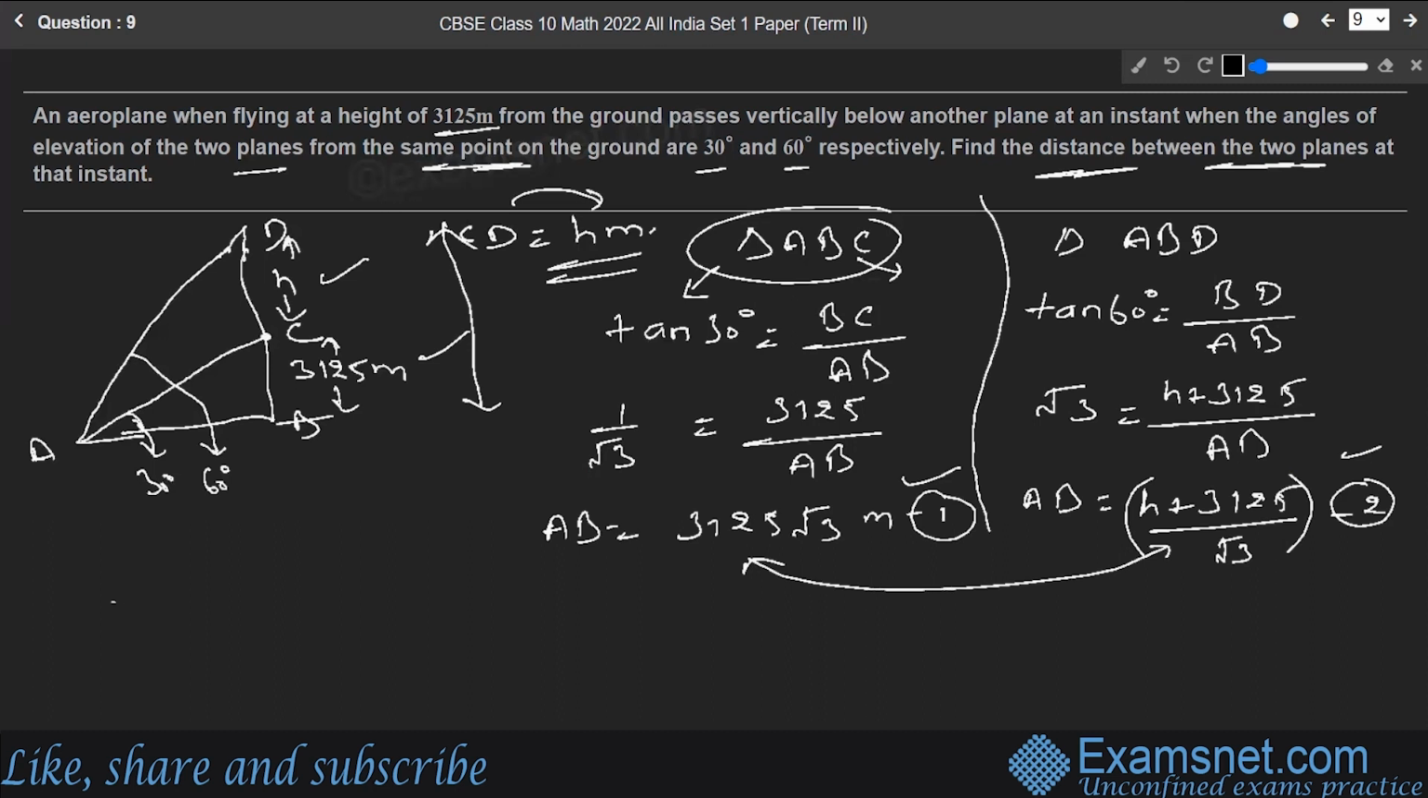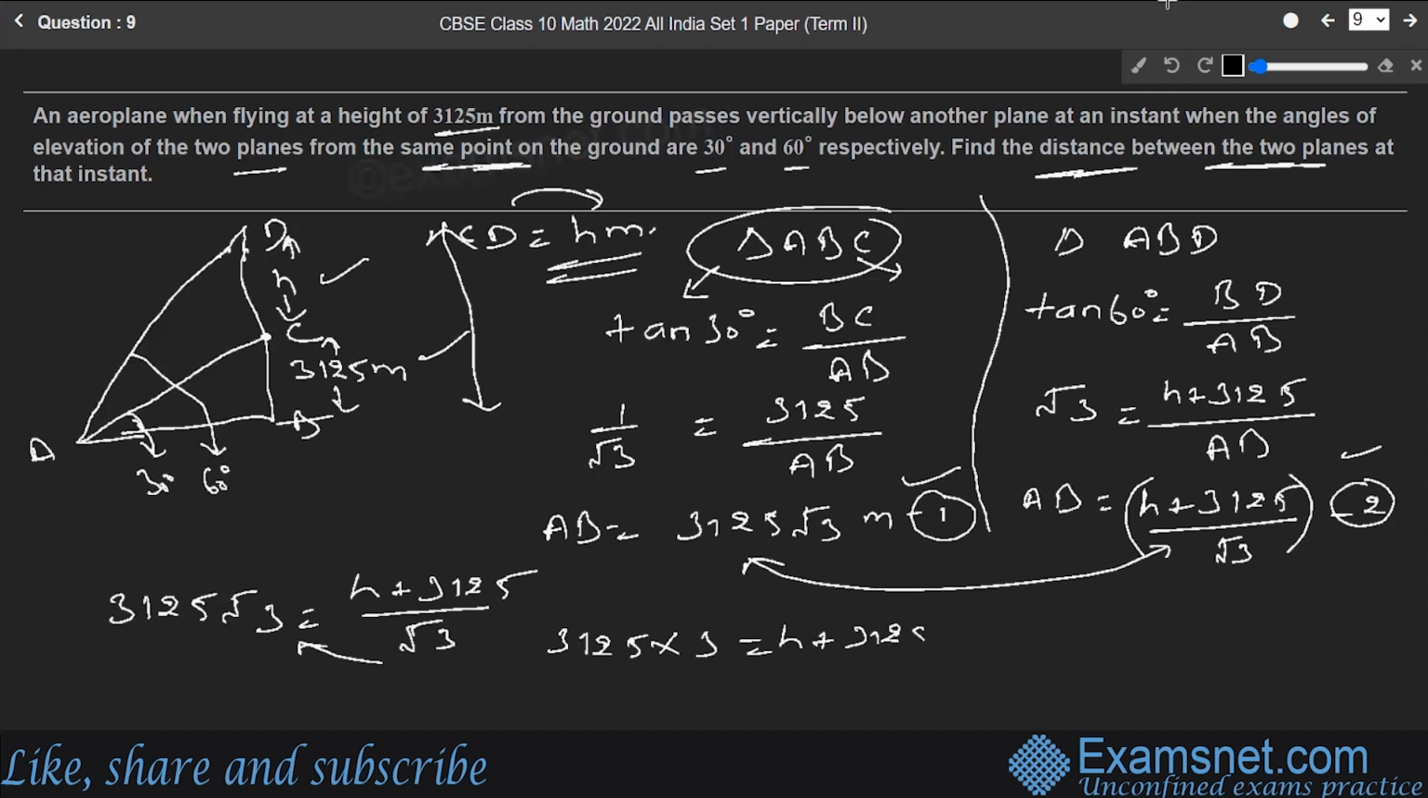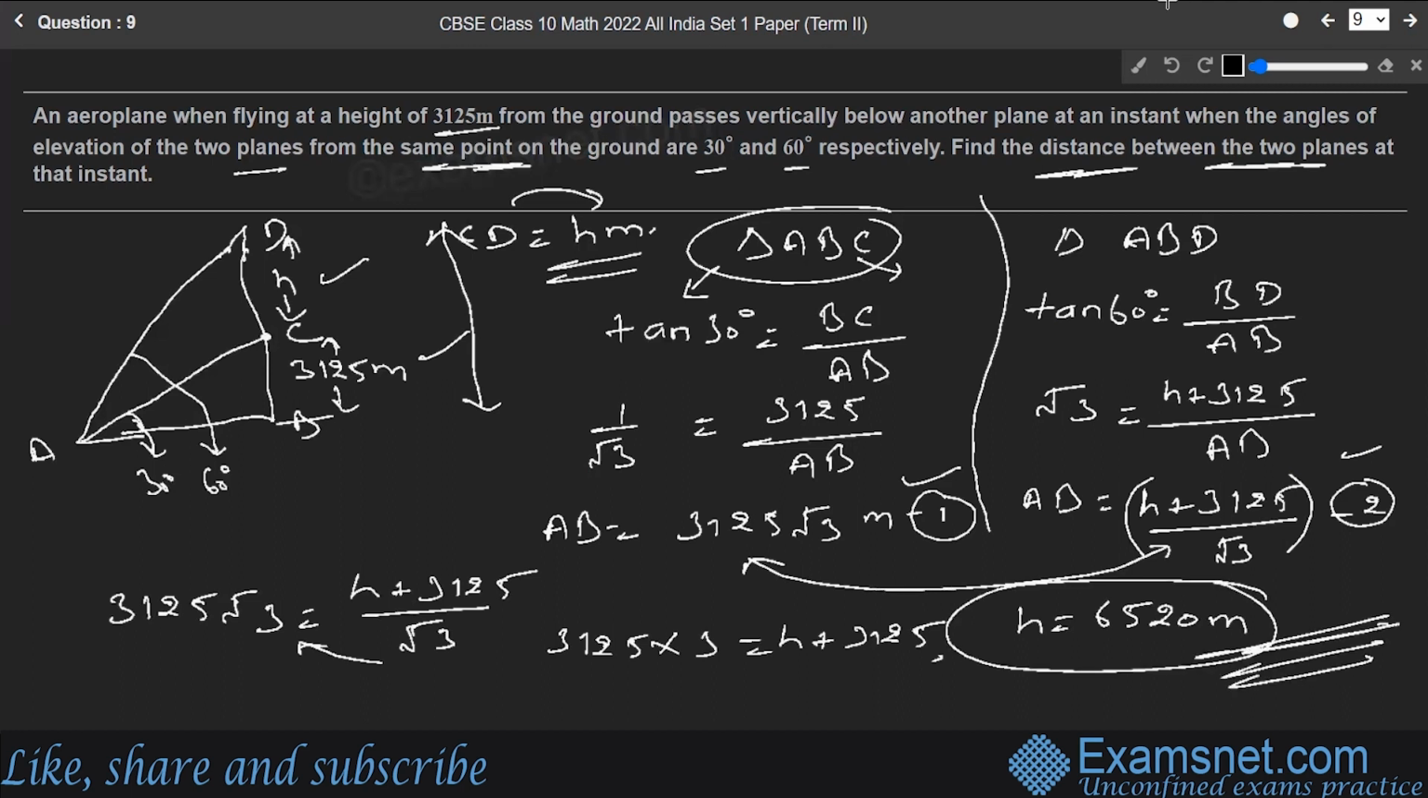If you do that, it is going to be 3125 root 3 is equal to H plus 3125 over root 3. If you solve this further, this root 3 comes in here. So this is 3125 multiplied by 3 is H plus 3125. If you solve for H, the H value is coming out to be 6520 meters, and that is the final answer. He asked for the distance between two planes, so the distance between two planes is 6520 meters.